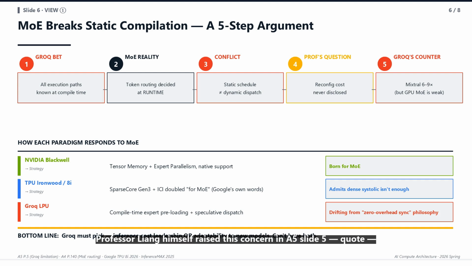Step 4. Professor Liang himself raised this concern in A5 slide 5. Quote, "Groq hasn't disclosed how long it takes to reconfigure for a different algorithm." Step 5. But Groq fights back, still 6 to 9 times faster on Mixtral.